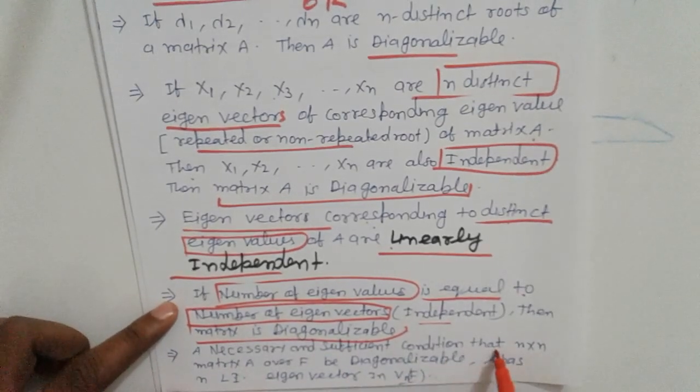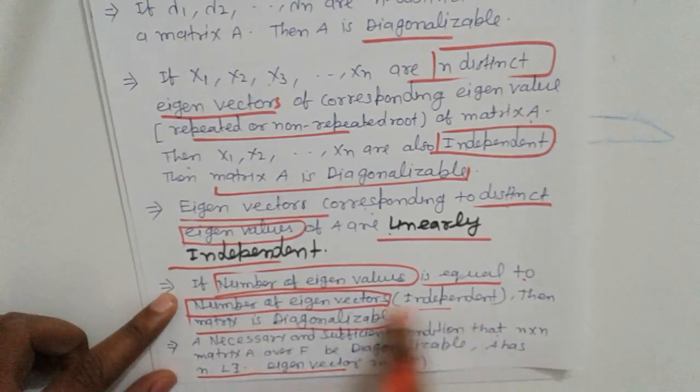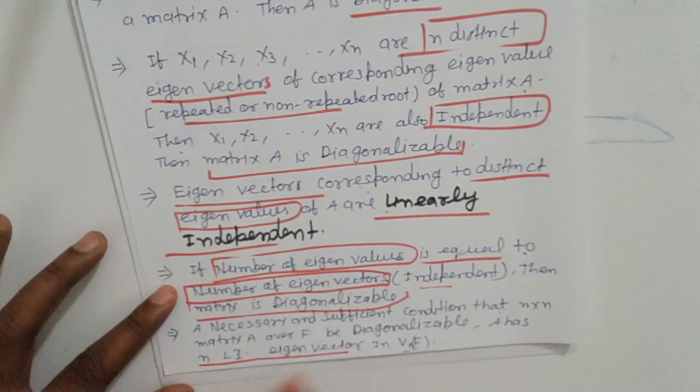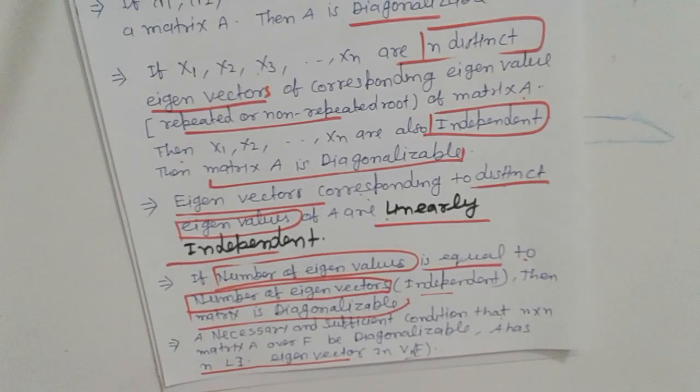Necessary and sufficient conditions of matrix: condition that n cross n matrix A over F. If A is diagonalizable, A has n linearly independent eigenvectors. It means matrix अगर suppose diagonalizable है, that case we have n linearly independent eigenvectors.